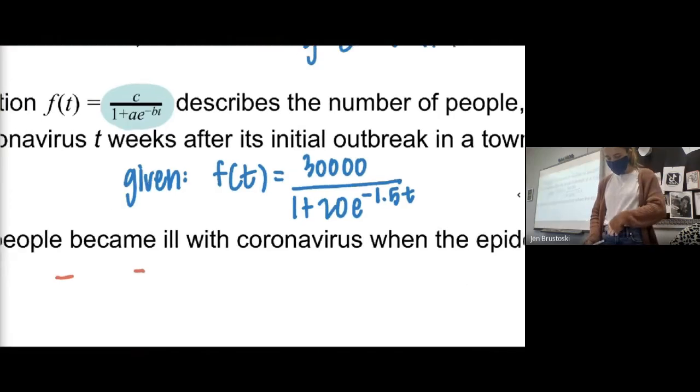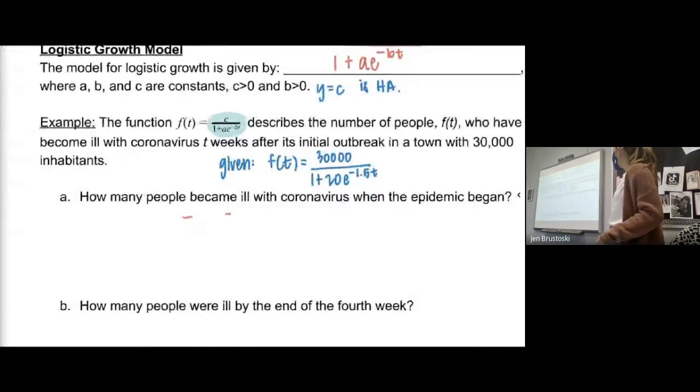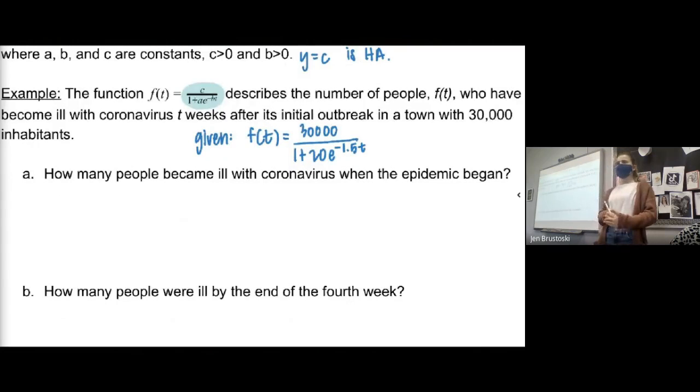All right, so it says that this function describes the number of people, f of t, that become ill with coronavirus t weeks after its initial outbreak in a town with 30,000 inhabitants. Okay, and it asks how many people became ill with coronavirus when the epidemic began. So in order to find the number of people that were ill when the epidemic began, what am I going to put in for t? 0. Yeah, because my time is 0 when it starts.